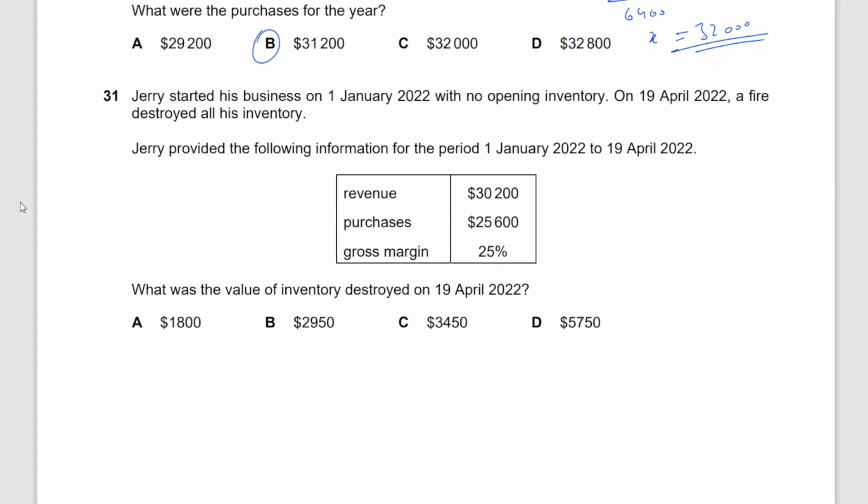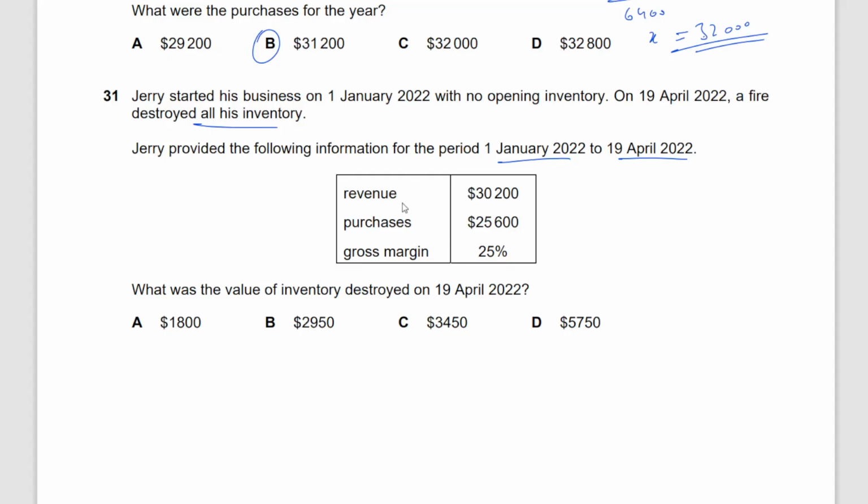Jerry started his business on 1st January 2022 with no opening inventory. On 19th April, a fire destroyed all his inventory. Jerry provided the following information for the period 1st January 2022 to 19th April, so part of the year. What was the value of inventory destroyed?